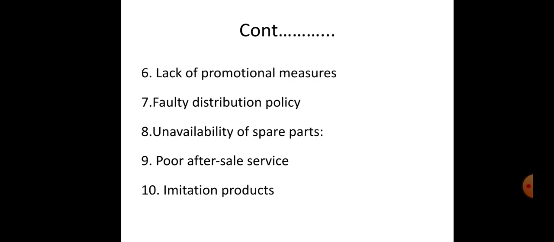The eighth point is unavailability of spare parts. Sometimes spare parts are not available. So in the case of durable goods like television sets, air conditioners, and also in the case of two-wheelers and cars, easy availability of spare parts is very important. It is one of the important requirements. Unavailability of the spares may frustrate the buyers.